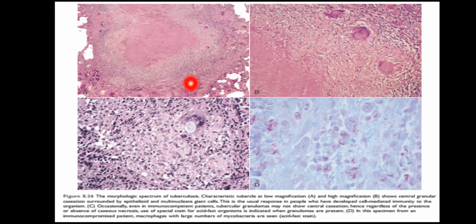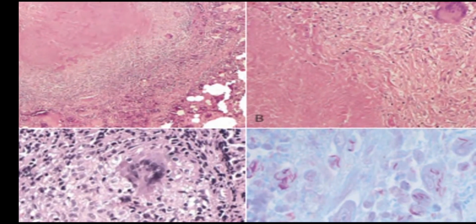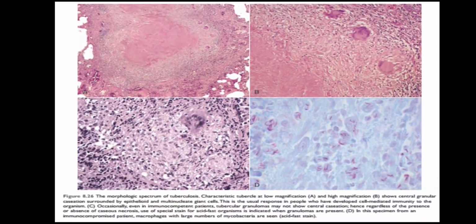Again, this picture is from Robbins, and it shows the central caseation. These are the giant cells, lymphocytes, epithelioid cells. Again, this is the high power of this image. See the necrosis. These are the giant cells with horseshoe shape arrangement of the nuclei, and these dark blue dots are the lymphocytes, these small dots, and the rest are the epithelioid cells.